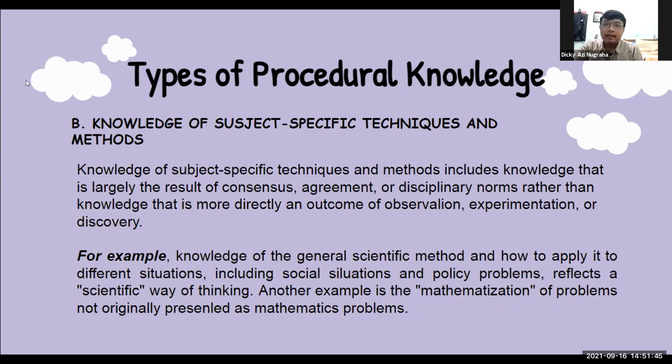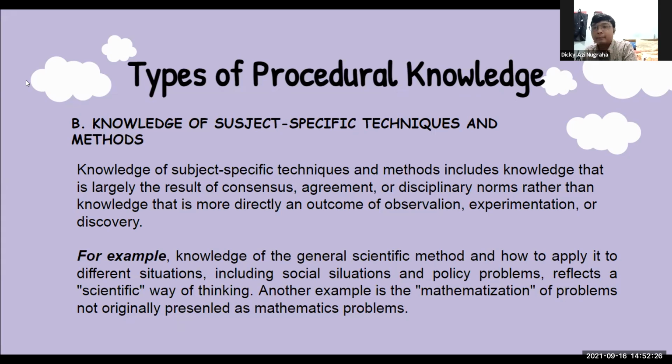And B is knowledge of subject-specific techniques and methods. Knowledge of subject-specific techniques and methods includes knowledge that is largely the result of consensus, agreement, or disciplinary norms rather than knowledge that is more directly an outcome of observations, experimentation, or discovery. For example, knowledge of the general scientific method and how to apply it to different situations, including social situations and policy problems, reflects a scientific way of thinking.